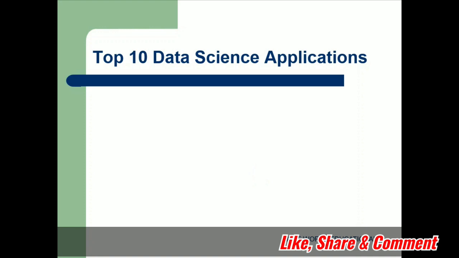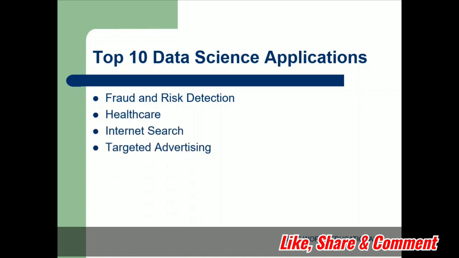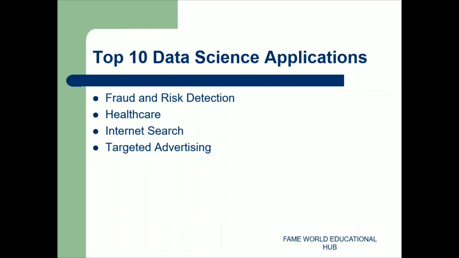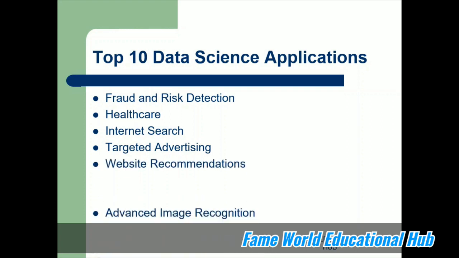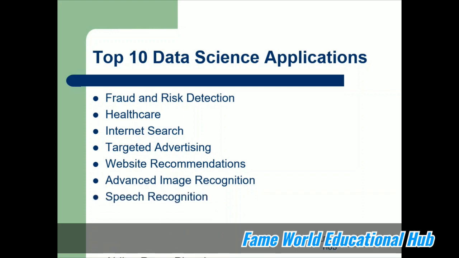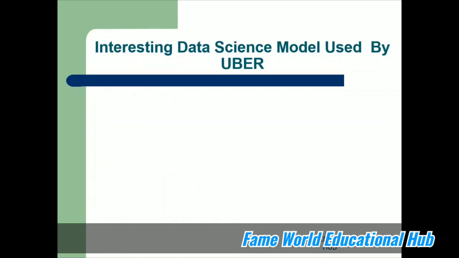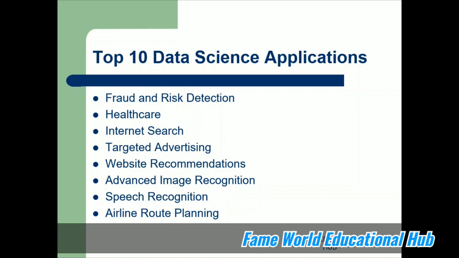After this, coming towards the top 10 data science applications. There are many, like fraud and risk detection. Everybody knows about biometrics. These are really important and they have data science applications. In healthcare, internet search, targeted advertising like in digital marketing, and all the advertisements which are going on different social media. That kind of targeted advertising is really helpful to businesses to grow, and that is using artificial intelligence, the data science behind the scenes. In website recommendation, then advanced image recognition, speech recognition, airline route planning. These are the different kinds of applications of data science. These are the top 10 data science applications.